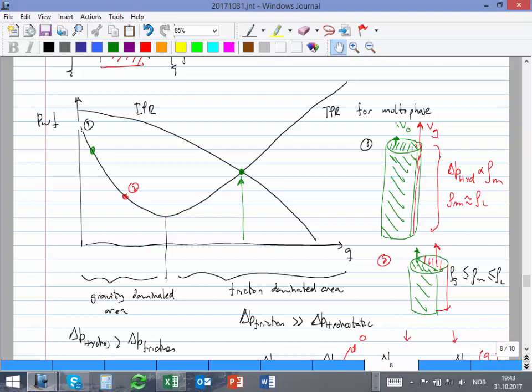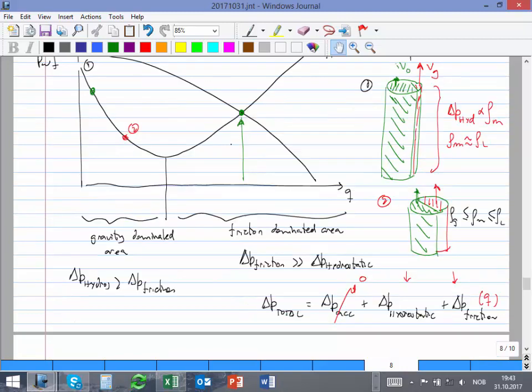Why do you have this balance? We will see later why, but you have hydrostatic and friction. Here, friction is more important. Here, gravity is more important, and it has to do with these two phases that want to be all the time close to each other. Here, one goes very slow, so liquid leaves it behind. And here, actually, they are starting to go together at the same pace.